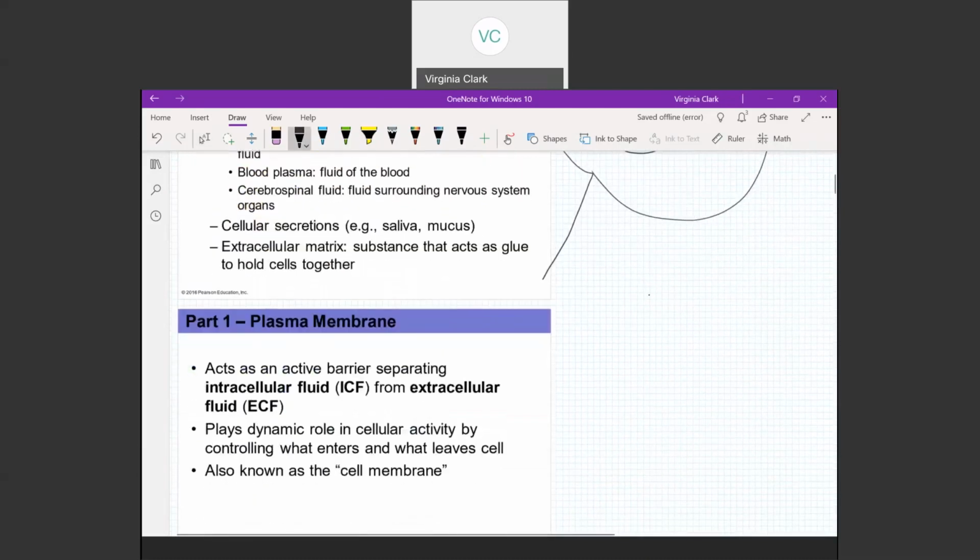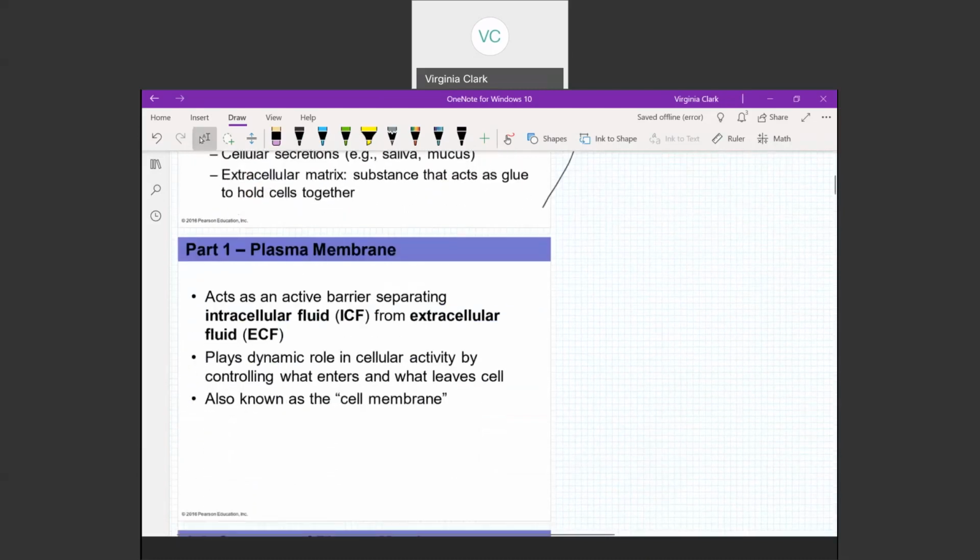Okay, so to focus on part one, this is pretty hefty. It's going to start with just a bunch of concepts, some terms, making sure we're all talking about the same thing, and then it's going to go into some nitty-gritty physiology at the end of it. So part one, we're focusing on the plasma membrane.